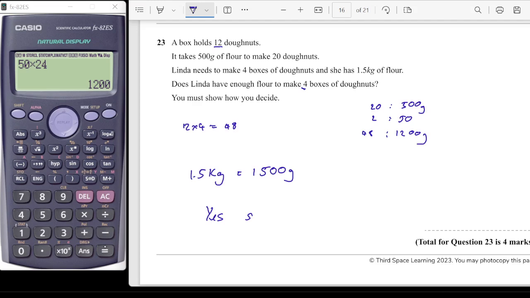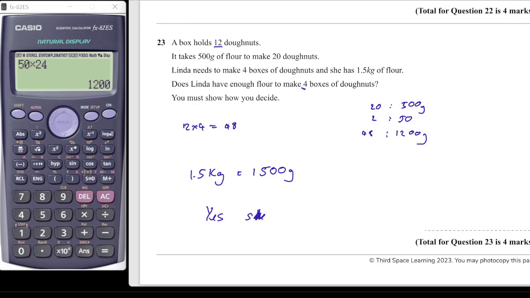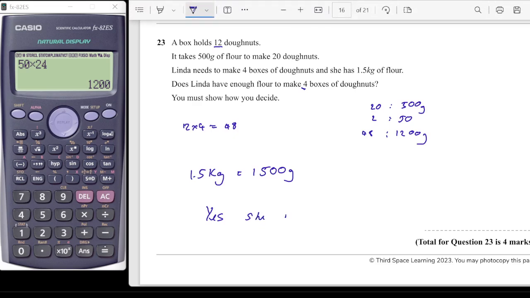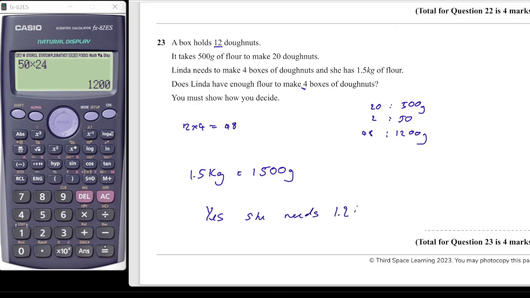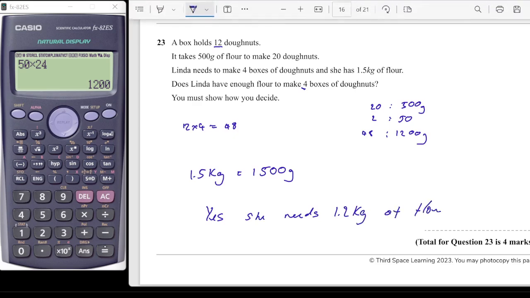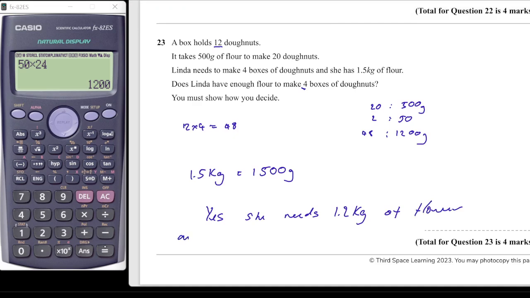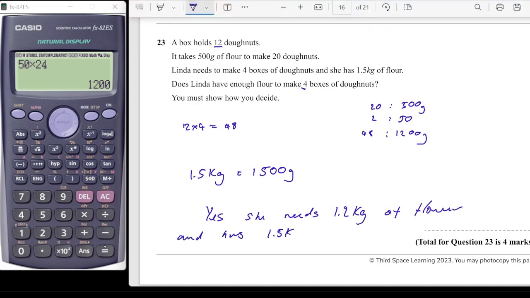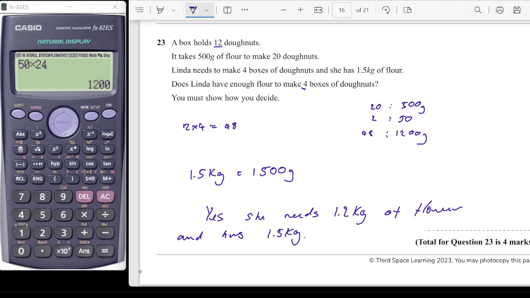Right. Just switching pens. Is that going to work now? Okay. She needs 1.2 kilograms of flour and has 1.5 kilograms. Okay.